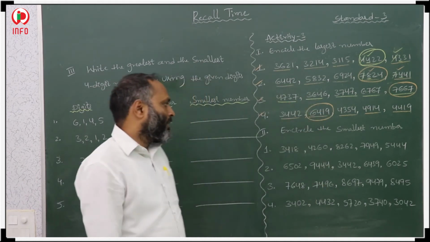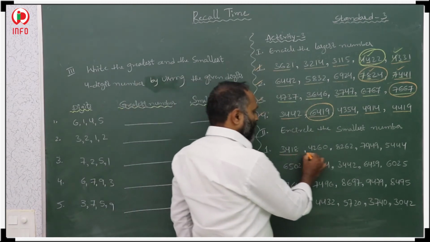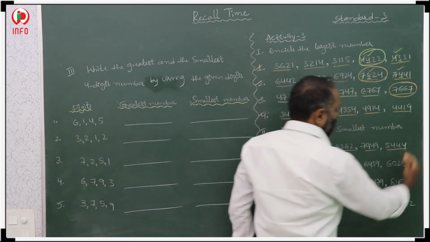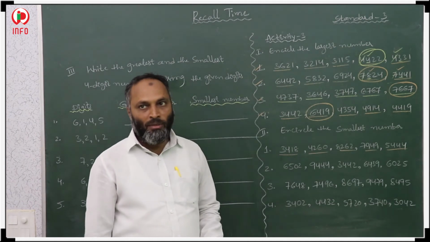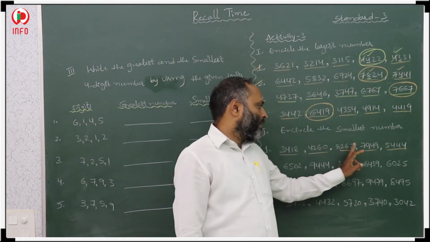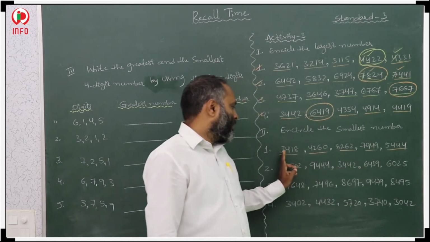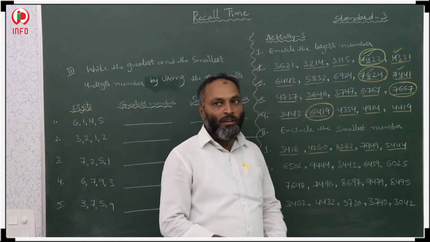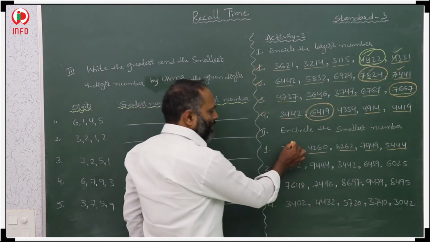For the smallest number also, the same procedure. 1, 2, 3, 4, 5. In these five we have to tally from left to right. 3, 4, 8, 7, 5. 3 is smaller. So circle that 3.